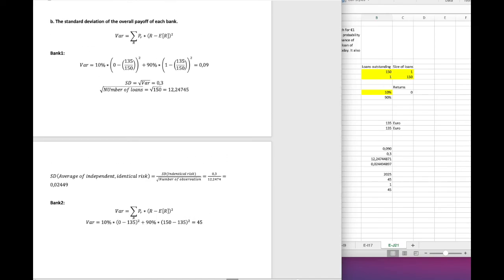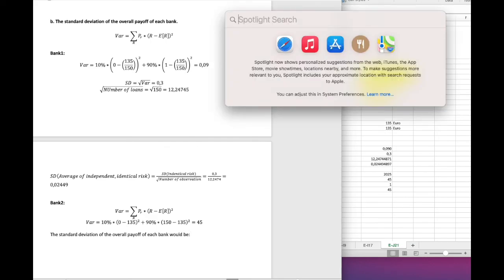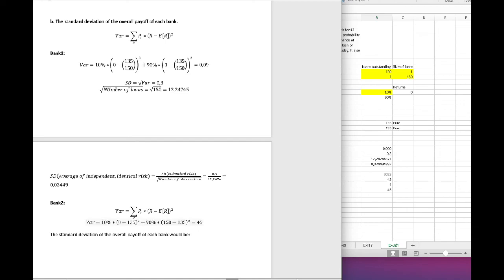So now we get it. The standard deviation of the overall payoff of each bank would be 0.02449 for bank 1 and 45 for bank 2.